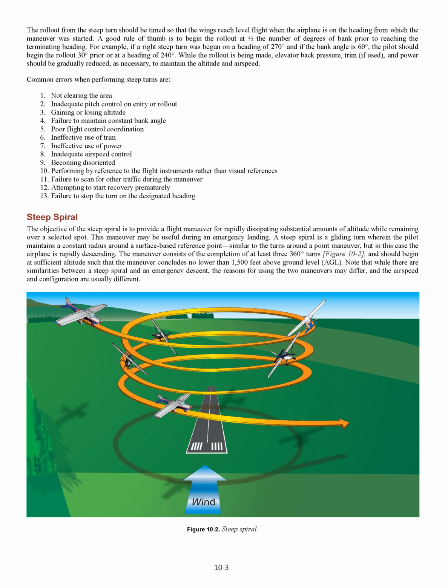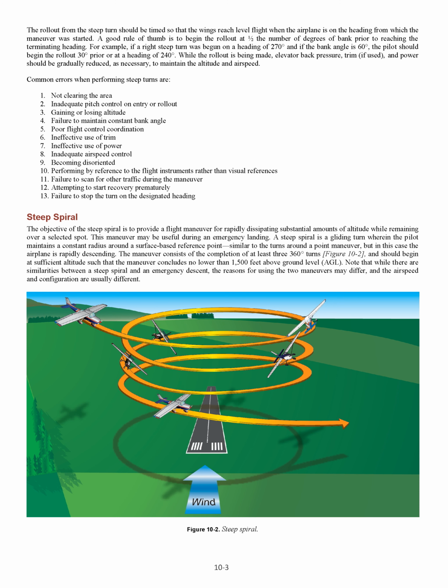A steep spiral is a gliding turn wherein the pilot maintains a constant radius around a surface-based reference point, similar to the turns around a point maneuver, but in this case the airplane is rapidly descending. The maneuver consists of the completion of at least 360 degrees turns, and should begin at sufficient altitude such that the maneuver concludes no lower than 1,500 feet above ground level, AGL.